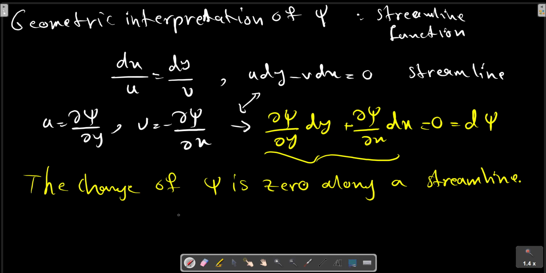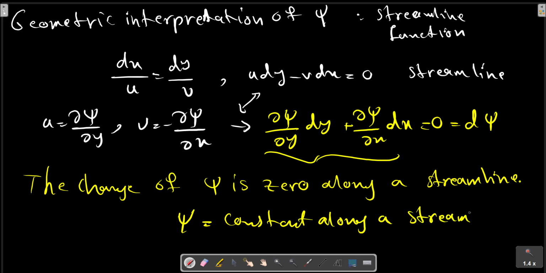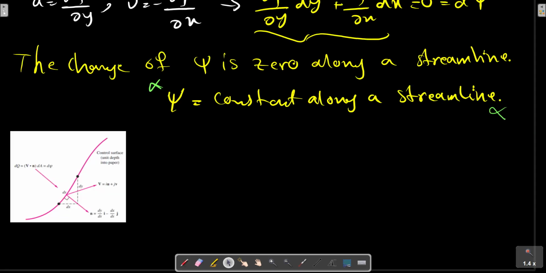Or we can write psi equals a constant along a streamline. There is also a physical interpretation that relates psi to volume flow.